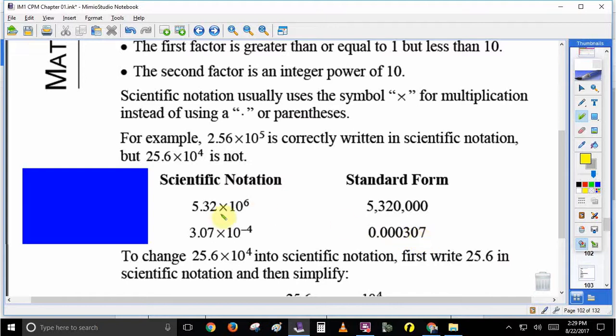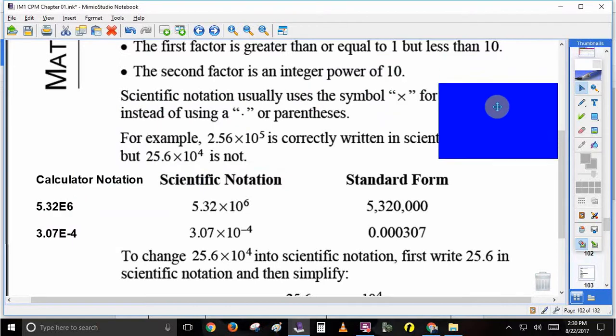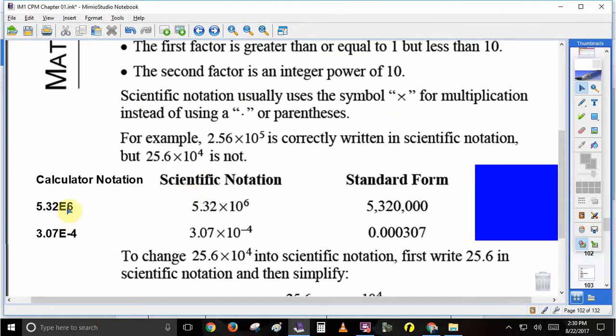0.000307. And I added in my own little box here for those of you that have TIs, in particular those calculators, and it's not uncommon to see them in other calculators as well. Calculators often represent scientific notation with this E. So they would have 5.32 E6, and that means the same thing as 5.32 times 10 to the 6th. The same way that 3.07 E negative 4 is the same thing as 3.07 times 10 to the negative 4.